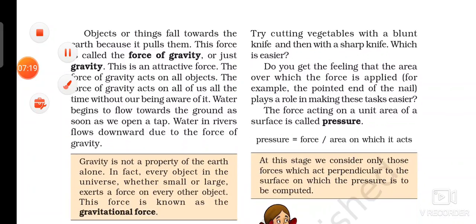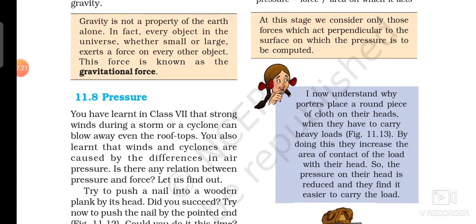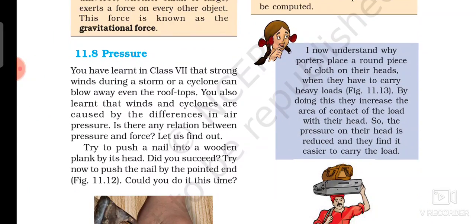Okay, now our next topic is pressure, and that we are going to continue in the next part of our video.